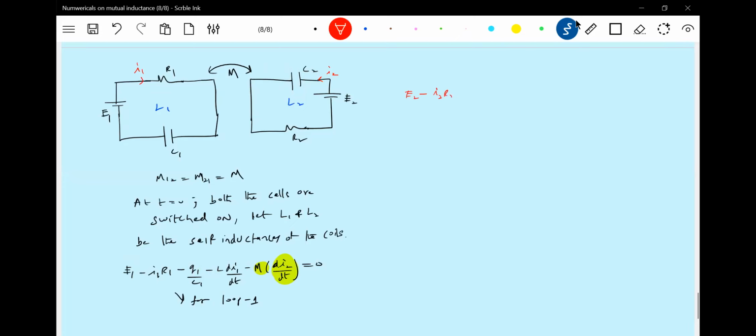E2 minus Q2 by C2 minus L2 di2 by dt minus M di1 by dt. Getting some very general idea. Again, sir, this M depends on what? M depends upon how close they are, and the sign also depends upon how the current here will link this. Sir, if I1 decreases, then should we write di1 by dt as negative?